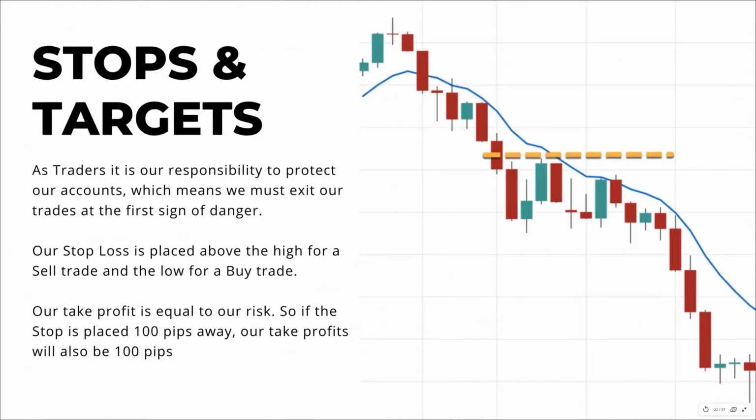Now, stops and targets. As traders, it's our responsibility to protect our accounts, which means we have to exit our trades at the first sign of danger. Stop loss is placed just above the high for a sell trade and the low for a buy trade. In the beginning, from a take profit perspective, I don't want you to do anything too clever. I just want you to use a one-to-one reward to risk ratio. So if the stop is placed 100 pips away, our take profit will also be placed 100 pips away.